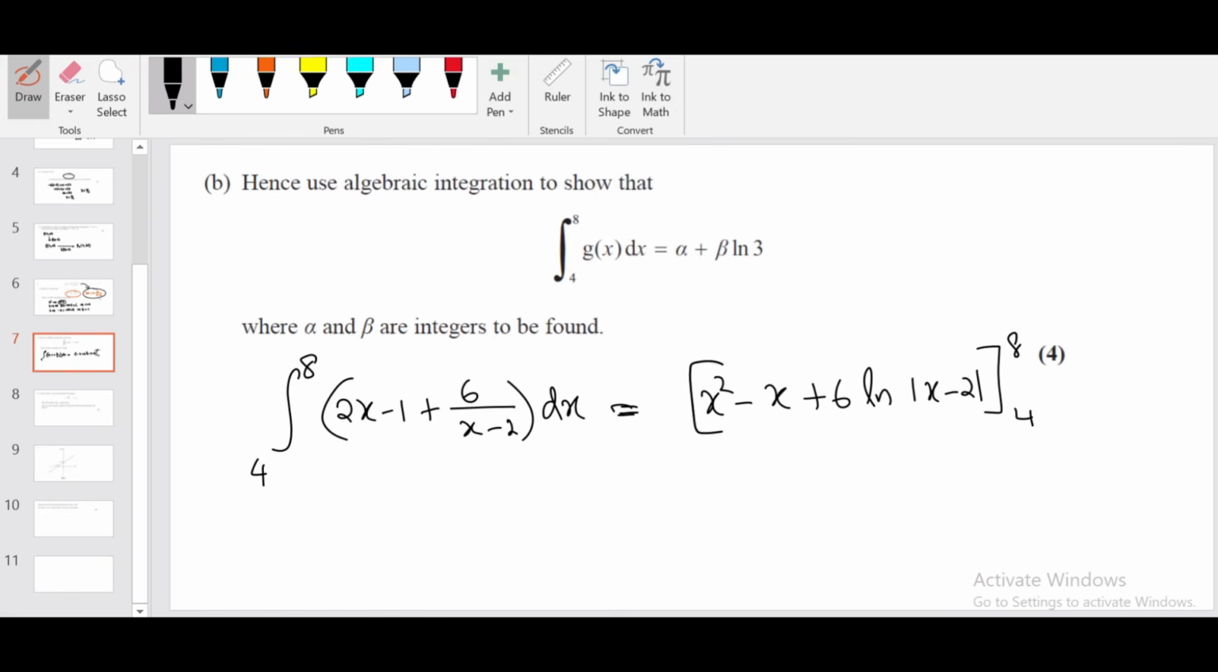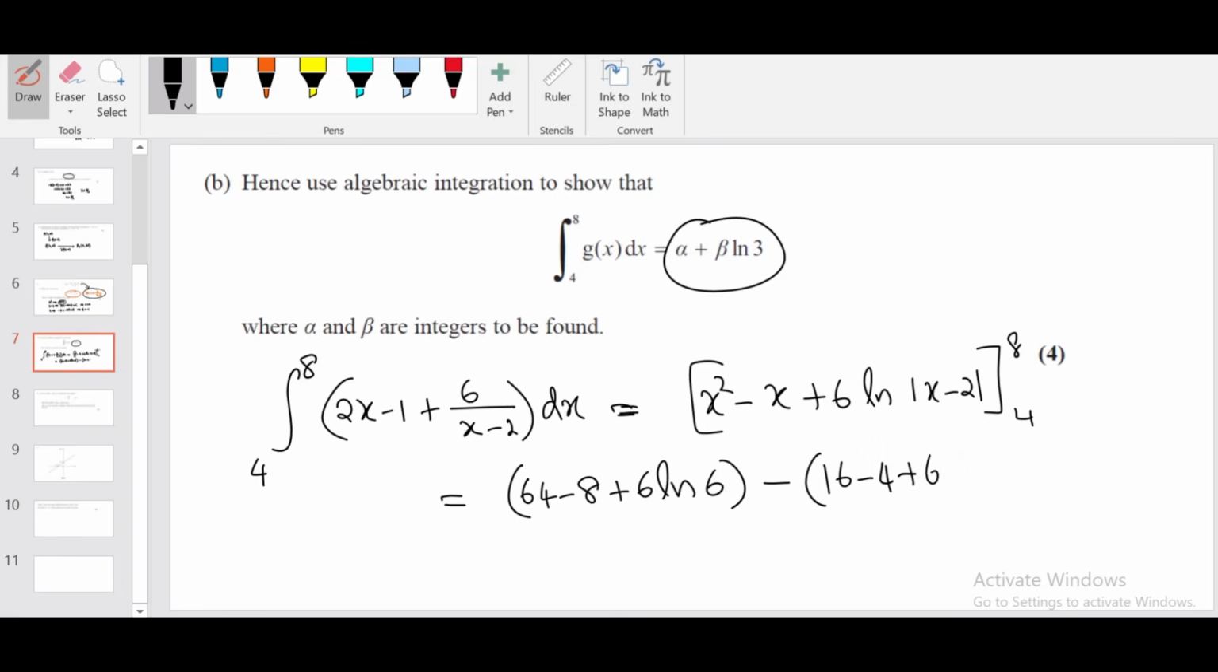And then sub in the limits, carefully simplify, write it in this form. When I sub in the upper limit, 8 squared is 64 minus 8 plus 6 ln of 8 minus 2. That's the upper limit. Minus, when I sub in the lower limit, 4 squared minus 4 plus 6 ln of 4 minus 2. We need to simplify this now. 64 minus 8 is 56. And then this one is 12, when you multiply by minus, it's minus 12.